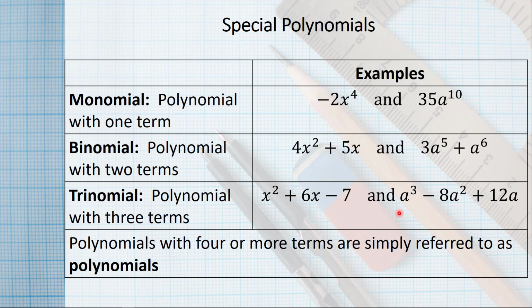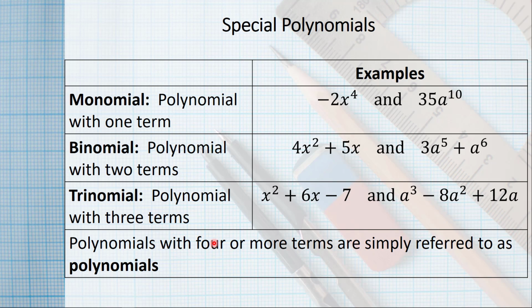And then finally we have a cubed minus 8a squared plus 12a. This also is a trinomial. It is a trinomial of degree 3 because it has a monomial whose highest degree is 3, right here. And its leading coefficient is also 1. Now if you have a polynomial with 4 or more terms, we just call it a polynomial.